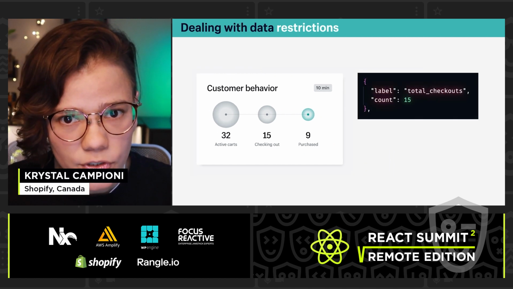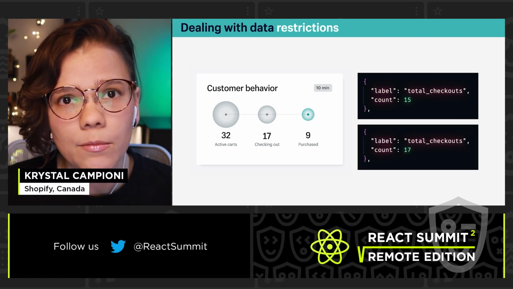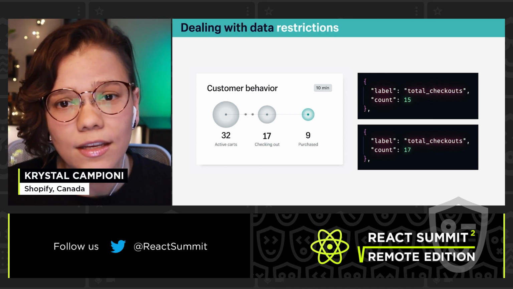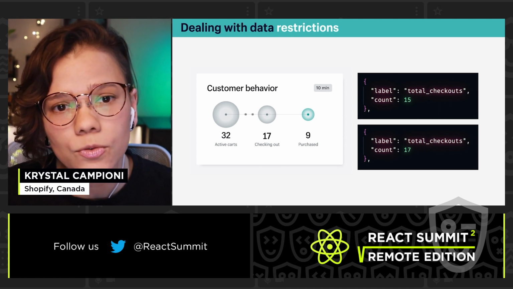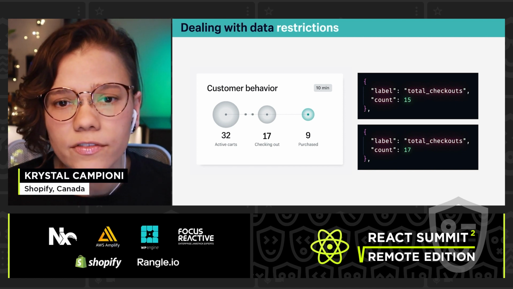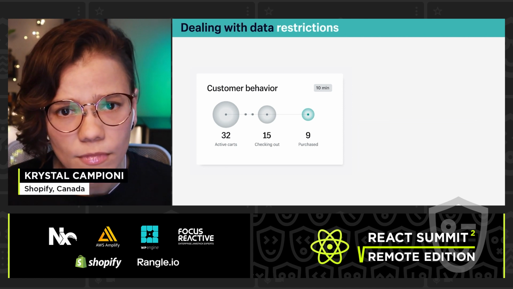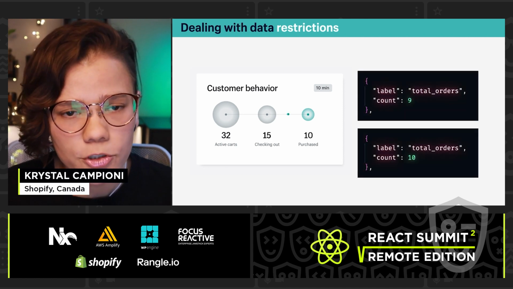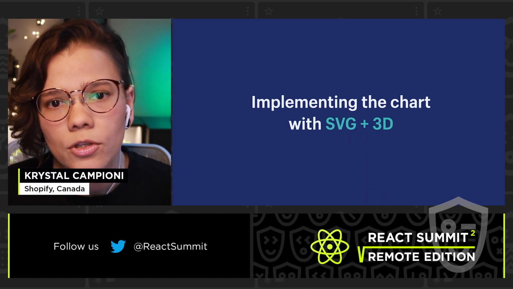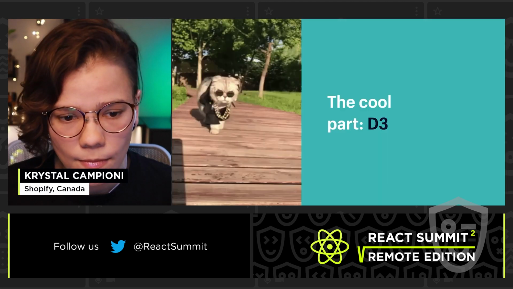So let's say that the first time we receive the data, total checkouts is 15. The next time we receive it, total checkouts is 17. We know for sure that the number incremented by 2, so we can trigger an animation of 2 running dots going from the active carts bucket to the checking out bucket. And we can do the same thing if the number of purchases increases. So let's see how we could use SVG and D3 to implement that chart with React.